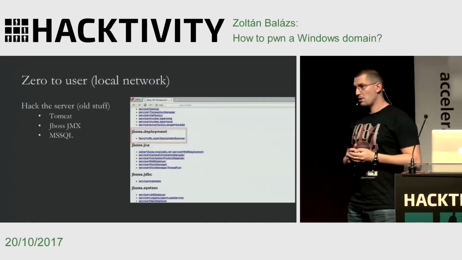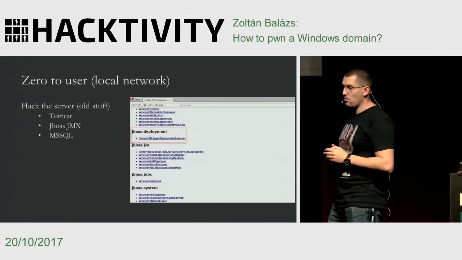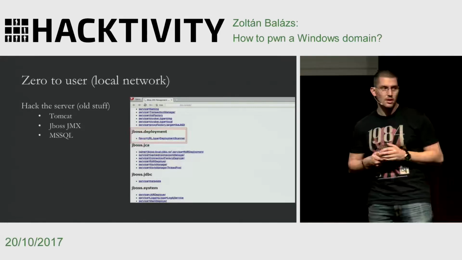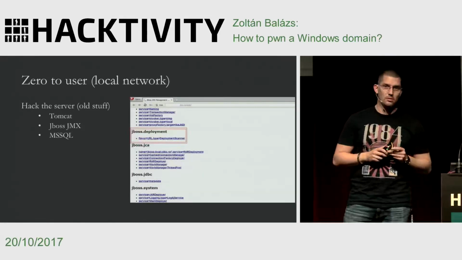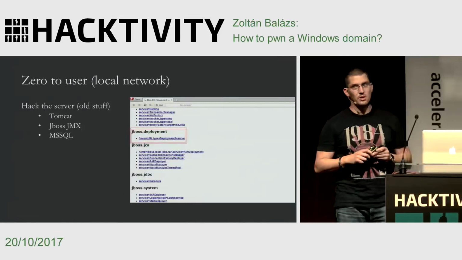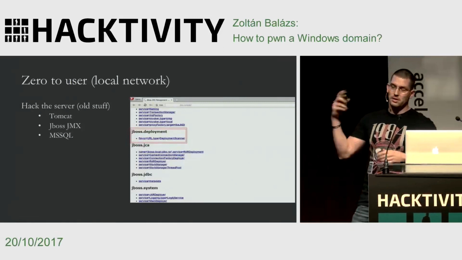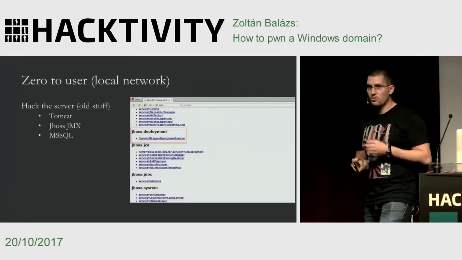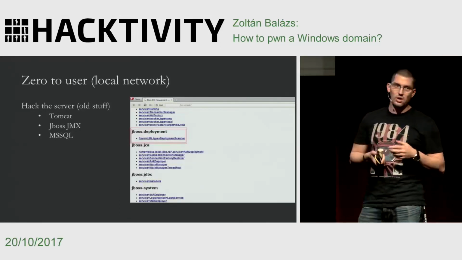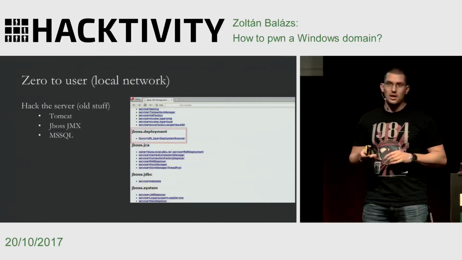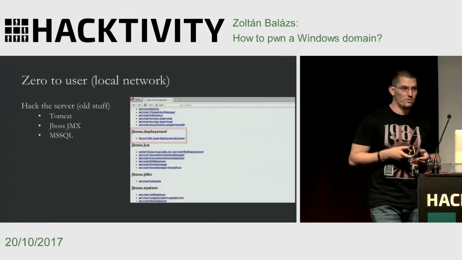If your attacker is already on your local network, they can try to hack stuff. For example, Tomcat application server is a famous old example where you scan the network, find the Tomcat, use some default credentials to log in. Now you are admin on Tomcat. Now you can deploy some applications, and now you can execute code on the server itself.